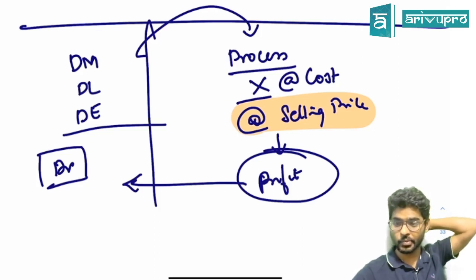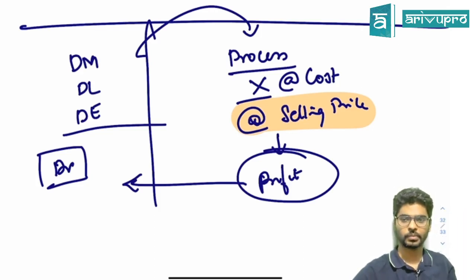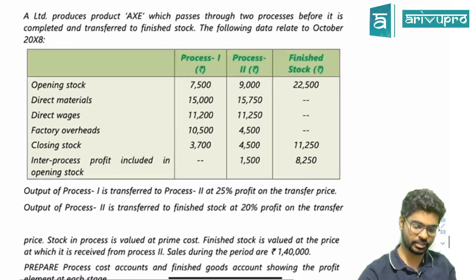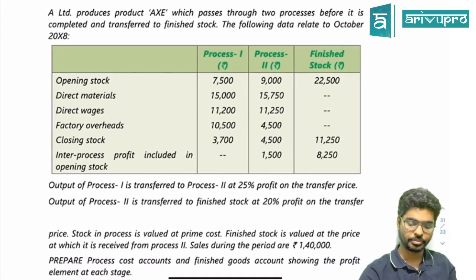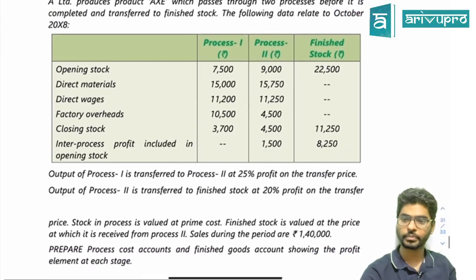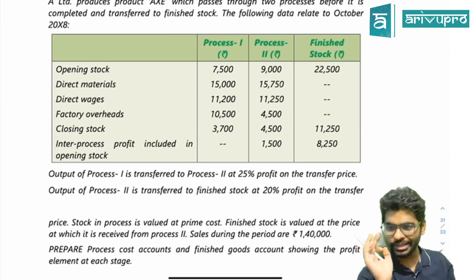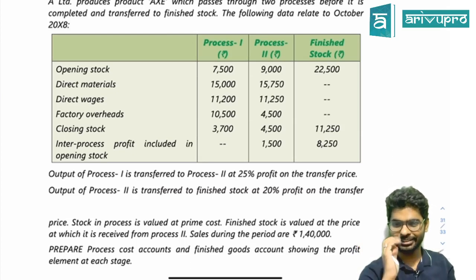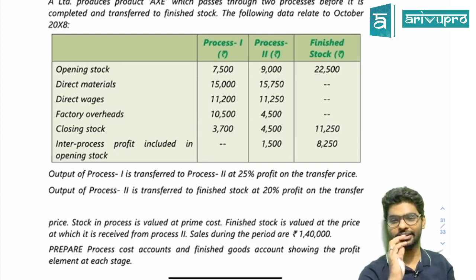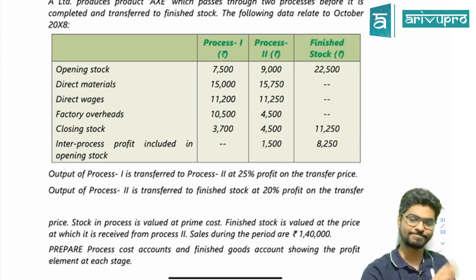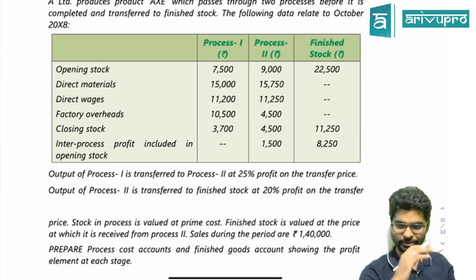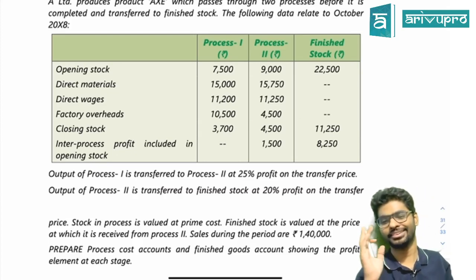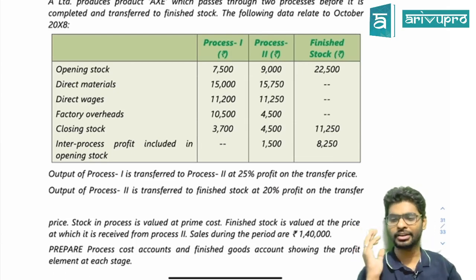Are you guys clear till now? Done? So see this question. The only challenge, guys, in this question is how to remove the profits from the closing stock. That is the only trick which is difficult. If you can get that right, easy. But even if I don't know anything, I still can do a lot of part of the question.